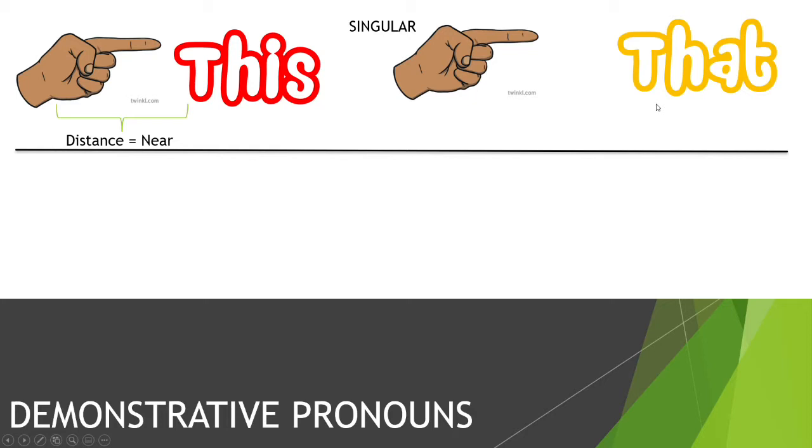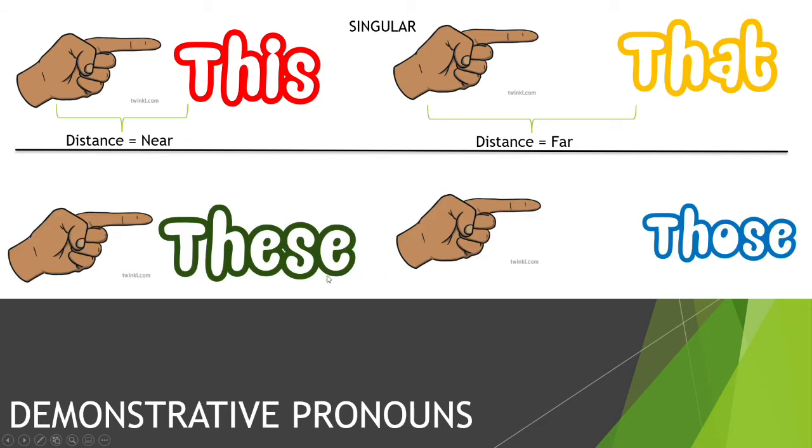And for that, the distance is far. So, buku itu mungkin berada di rak buku di hujung bilik. So, from afar, the person can say, "That book is mine." Singular. Ada satu sahaja buku. This book and that book.